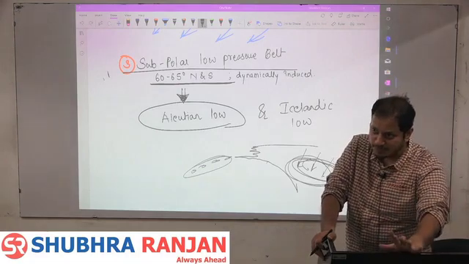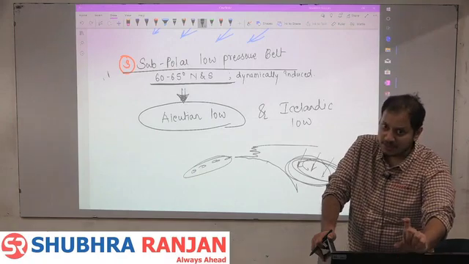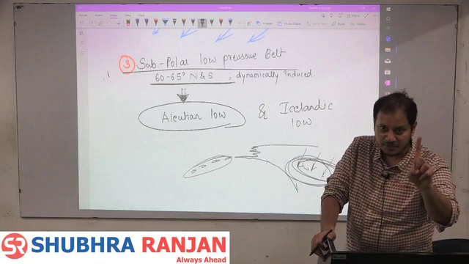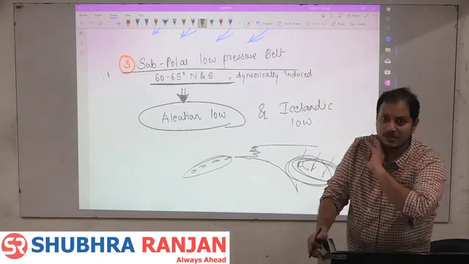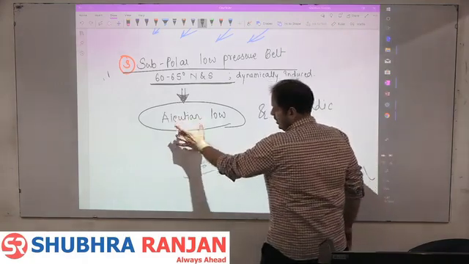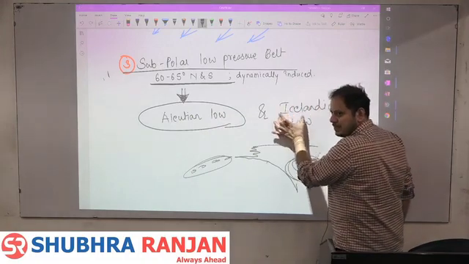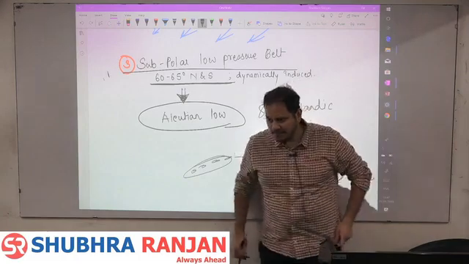So what you have to remember, even in GS, it is given in NCERT also, your 11th standard: the subpolar low pressure belt is discontinuous in the northern hemisphere. It is continuous in the southern hemisphere. Why is it discontinuous? Because it disappears during the winter season from all the regions except the Aleutian Islands, therefore it is known as Aleutian low, and the Iceland, Greenland region, therefore it is known as Icelandic low. Bas. Getting it?